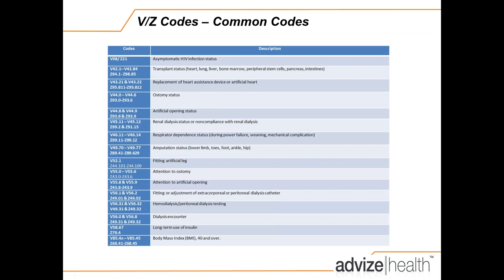V and Z codes, they're common codes. Again, it's a snapshot of common codes that you'll see that are commonly used. The most common that I see are towards the bottom. You have your long-term use of insulin for our diabetes patients, and then the BMI, which is more and more commonly being noted on medical records. If the BMI is 40 and over, that is a huge chronic condition for HCC. And so that tells a lot.